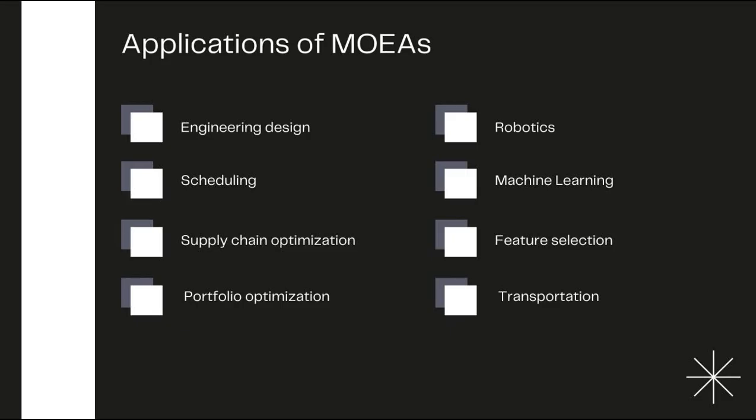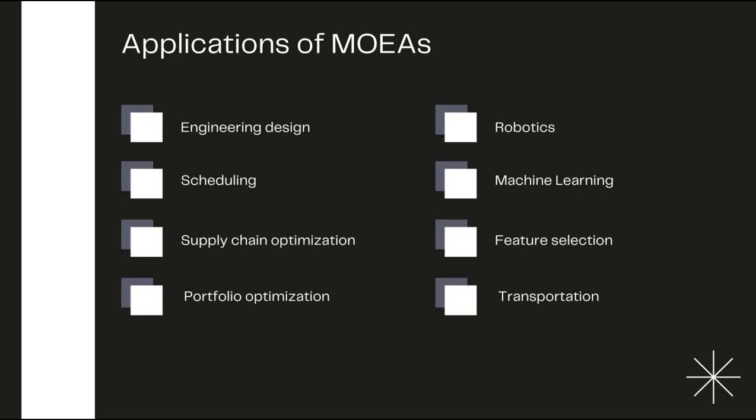Other examples include robotics, where energy consumption, precision, speed, and stability must be considered. Machine learning, where accuracy can be balanced against model complexity. Feature selection, where predictive performance is balanced against the number of variables. And transportation, where time, distance, fuel consumption, and emissions are relevant. These problems share the presence of multiple criteria that cannot be optimized independently.